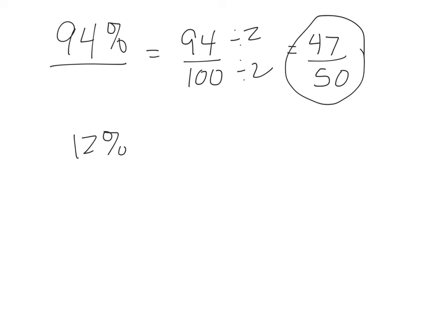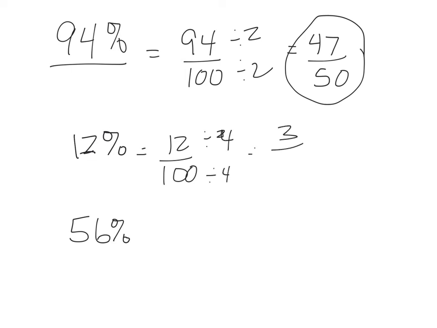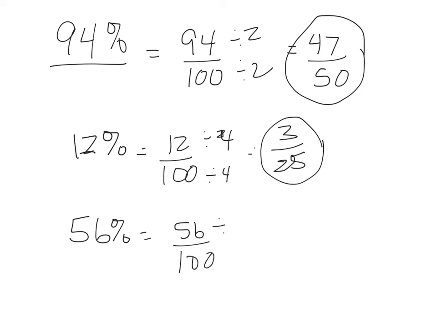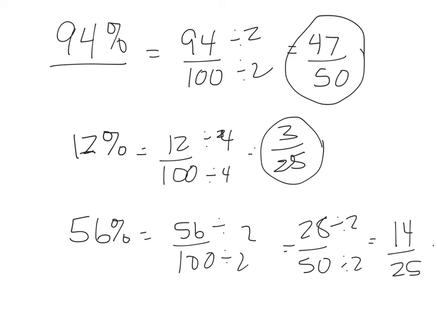Pause the video and try these, writing them as fractions in simplest form. 12% would be 12 over 100. I can divide both of those by 4 and get 3/25 in simplest form. 56% is 56 over 100. They're both even, so I'll divide by 2, and that gives me 28 over 50. I can divide by 2 again and get 14 out of 25. Always make sure your final answer is in lowest terms.